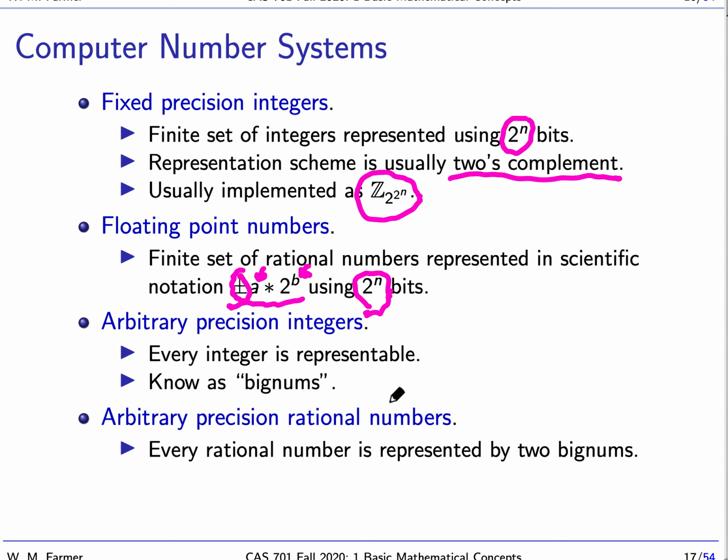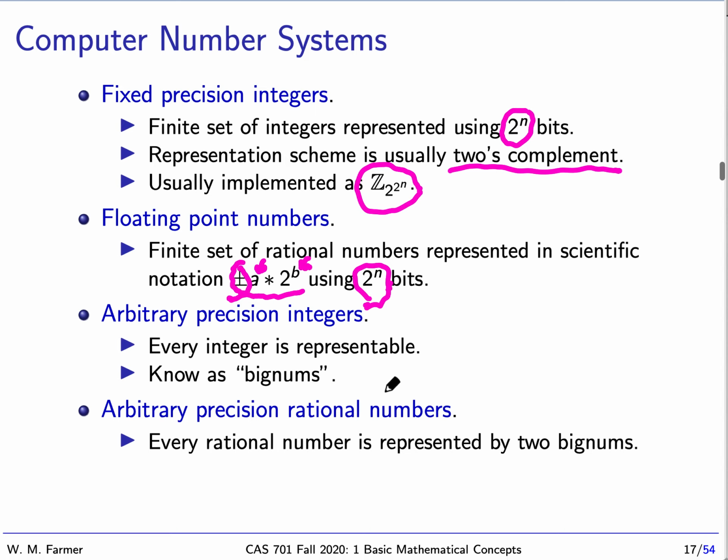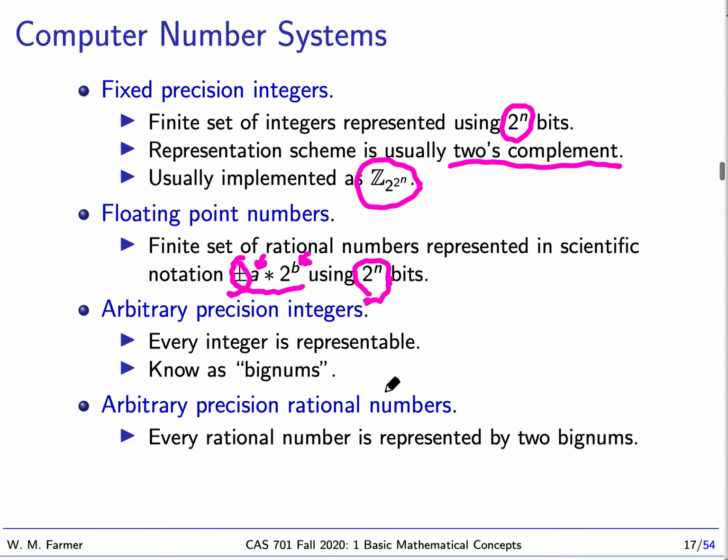And similarly, we can have arbitrary precision rational numbers. We do this by taking 2 bignums. The 2 bignums represent a quotient of integers. Now, arbitrary precision integers and rational numbers are very nice because we can represent integers and rational numbers precisely, but they have a tremendous weakness. When we do computation, the computation can be very slow, so slow we can't actually get the job done.